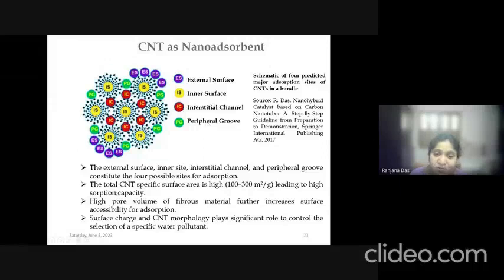And some reports are also there. The total CNT specific area is very high. It is about 100 to 300 square meters per gram, leading to high absorption capacity. So this unique property of the CNT is making it a good absorbent.